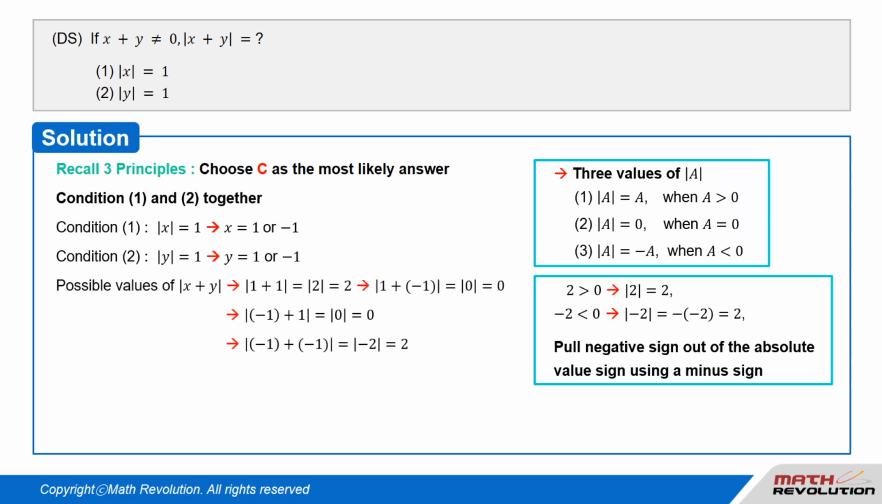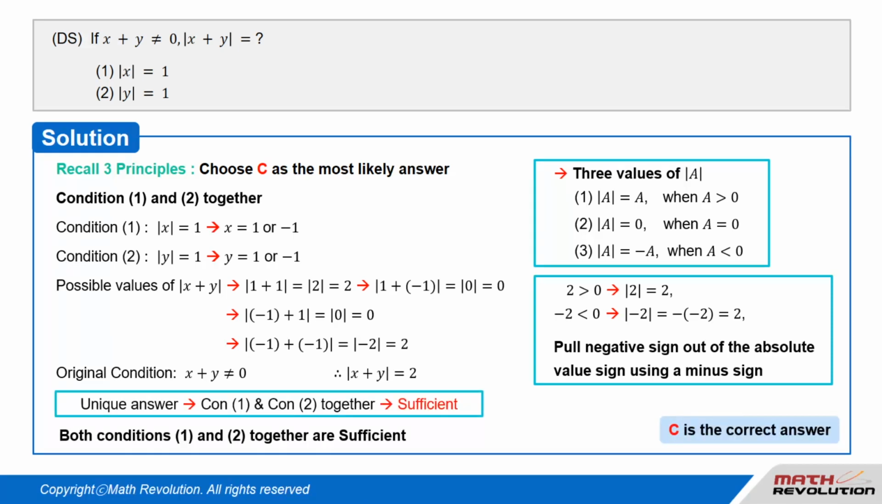So the possible values of the absolute value of x plus y are: the absolute value of 1 plus 1 equals 2, the absolute value of 1 plus negative 1, which equals 0, the absolute value of negative 1 plus 1 equals 0, or the absolute value of negative 1 plus negative 1, which equals 2. Since x plus y is not equal to 0, the only possible value is 2. The answer is unique, so the conditions combined are sufficient.